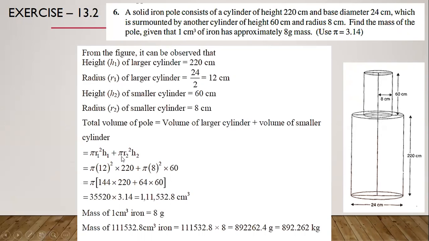So we'll substitute the values for r1, r2, h1, h2. We'll get 111,532.8 centimeter cube. Now they have not asked us the volume, they've asked us the mass and they've also given the conversion that 1 centimeter cube is having 8 gram mass. So 1 centimeter cube, 8 gram.